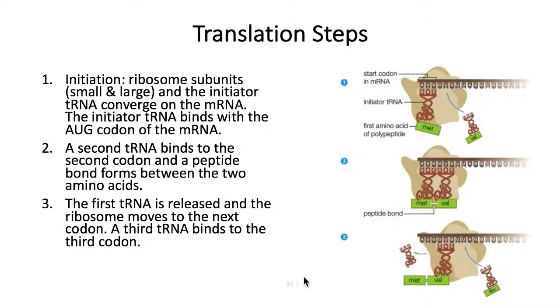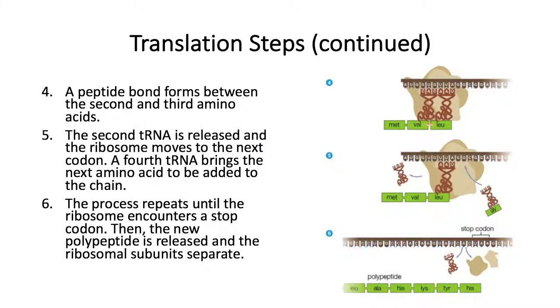All right, so third thing, the first tRNA is going to be released, and the ribosome moves to the next codon. So we're going to go and we're going to read the next codon, right? And our third tRNA is going to come in, and it's going to bind with our third codon. And we're going to keep going like this and making this chain longer and longer, bringing in new tRNAs carrying new amino acids. But let's continue explicitly going over the steps.